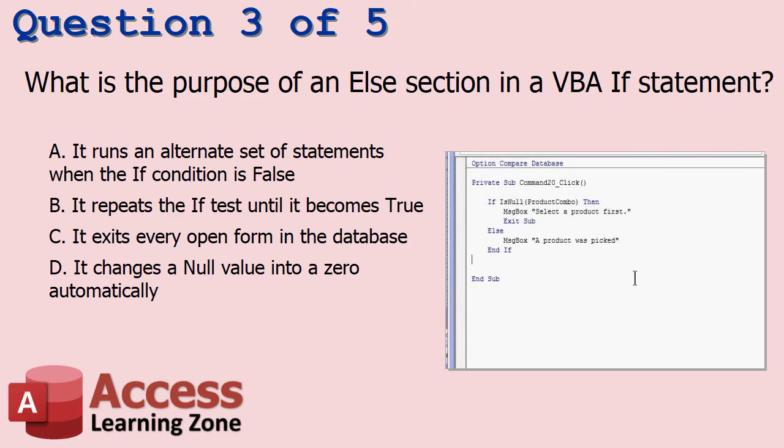Question 3. What's the purpose of an else section in a VBA if statement? A. It runs as an alternate set of statements when the if condition is false. B. It repeats the if test until it becomes true. C. It exits every open form in the database. Or D. It changes a null value to a 0 automatically.